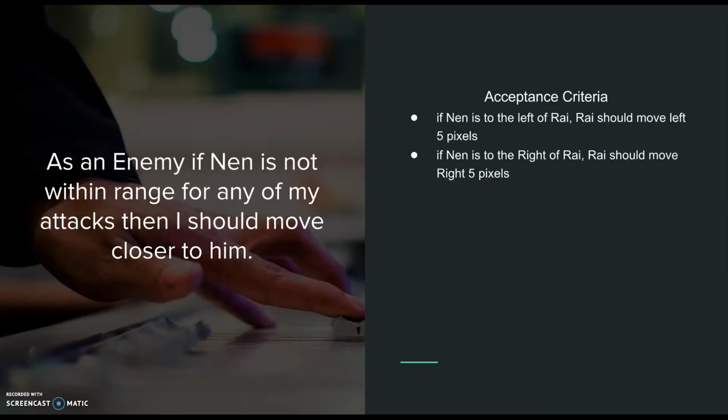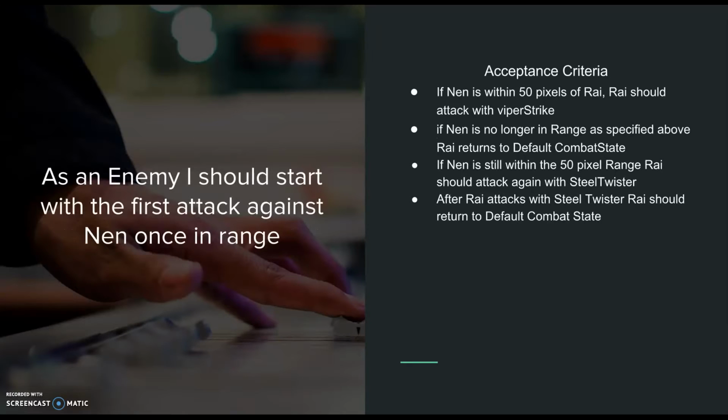Now, if Nin is to the left or to the right of Rai, he should move 5 pixels in accordance with whichever direction Nin is from him. If he's greater than 50 pixels to the left of Rai, then Rai should move to the left 5 pixels at a time, and vice versa for right. Once Nin is within a 50 pixel range of Rai, Rai should attack with a Viper Strike.